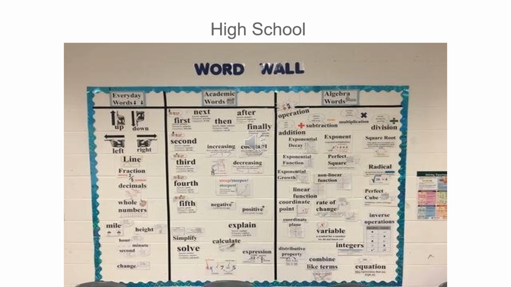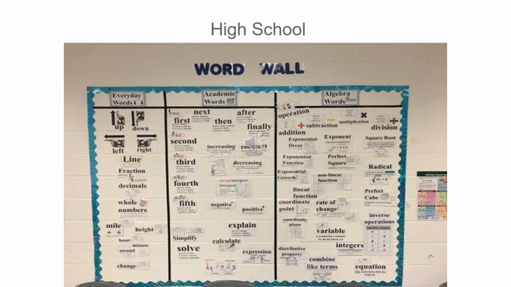And here I have a word wall for my high school example. I love how this word wall is split into 3 columns, one being just general classroom words. This is a math classroom, so it has words like line, fraction, decimals, just words that will be used in any kind of math content. The middle are academic words, so there's words such as third, fourth, fifth, explain, calculate, solve. So these are a little bit more math specific.